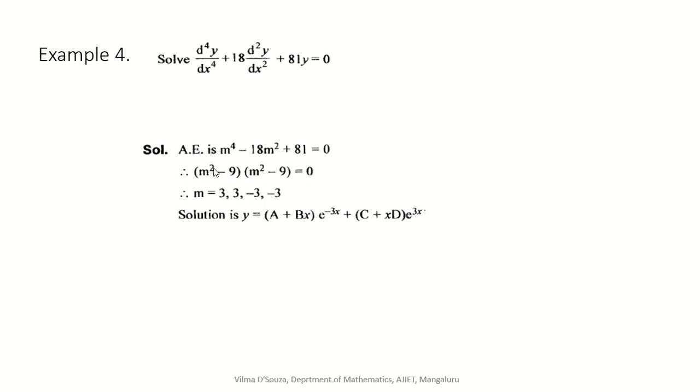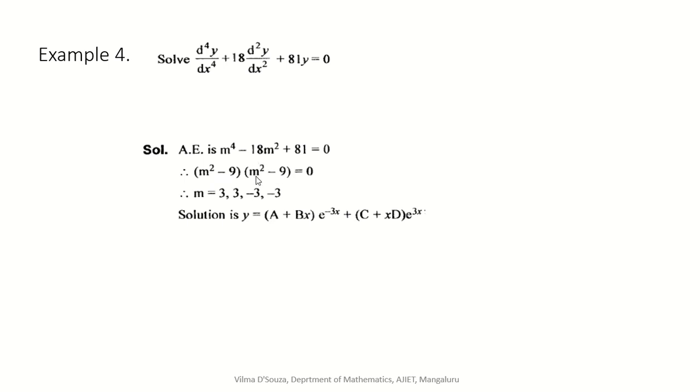Now from here you will get m square is equal to 9. What do you mean by m square is equal to 9? m is plus or minus 3. m square is equal to 9 or m is plus or minus 3, that is 3 comma minus 3.